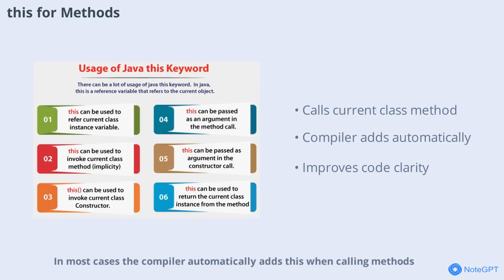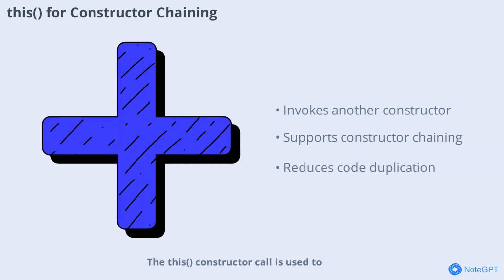In most cases, the compiler automatically adds this when calling methods, but you can use it explicitly for clarity. This is helpful when you want to make it clear that you're calling a method on the current object, especially in complex classes. The this() constructor call is used to invoke another constructor in the same class. This is known as constructor chaining and helps you reuse code by calling the default constructor from a parameterized one or vice versa. It ensures that all constructors properly initialize the object, reducing code duplication and potential errors.